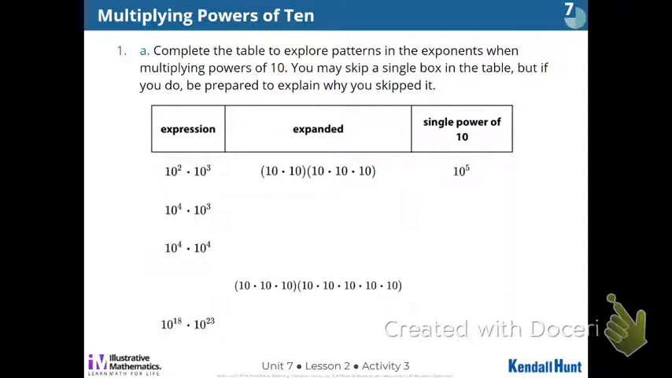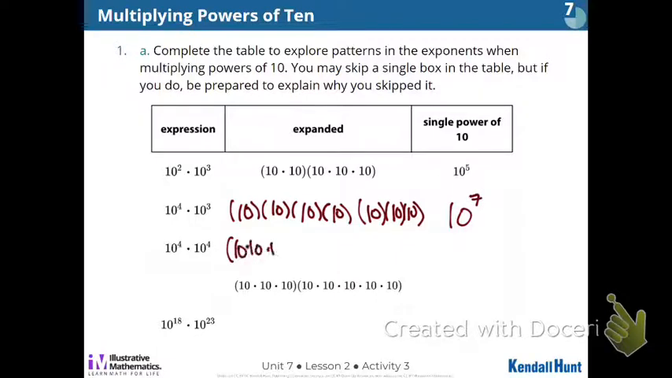All right, so 10 to the 4th, I got 1, 2, 3, 4. 10 to the 3rd, I got 3 factors. A total of how many factors there? 7. So 10 to the 4th, I should write it like they wrote it: 1, 2, 3, 4 and 1, 2, 3, 4. So 4 factors of 10 and 4 factors of 10 gives me a total of 8 factors of 10.